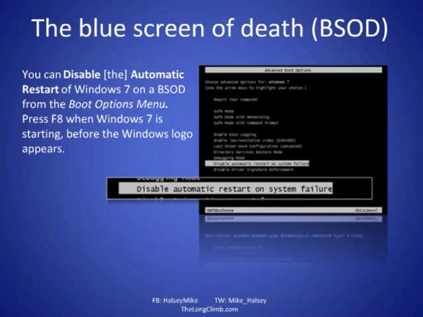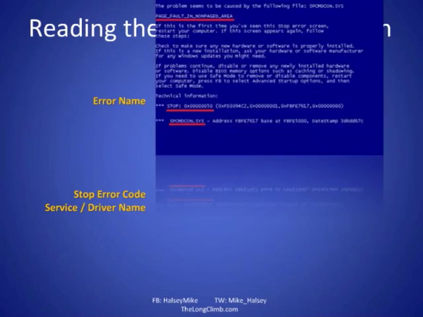And you do this in this boot menu, press F8 before Windows starts to bring up the boot menu and select Disable Automatic Restart on System Failure. And then when you get a blue screen of death, if it doesn't stop on it, it will from that point onwards. So let's have a look at the blue screen of death itself.